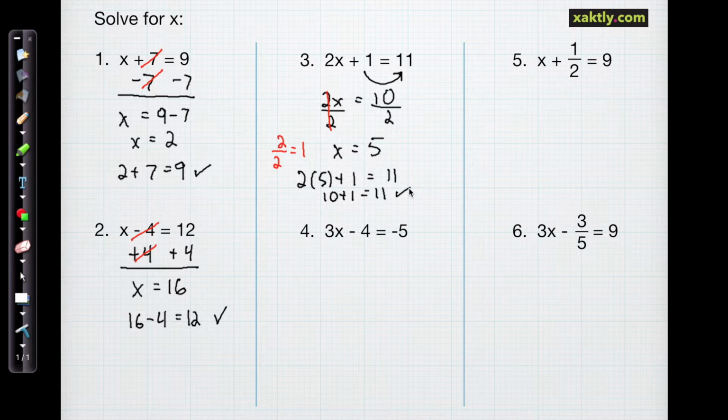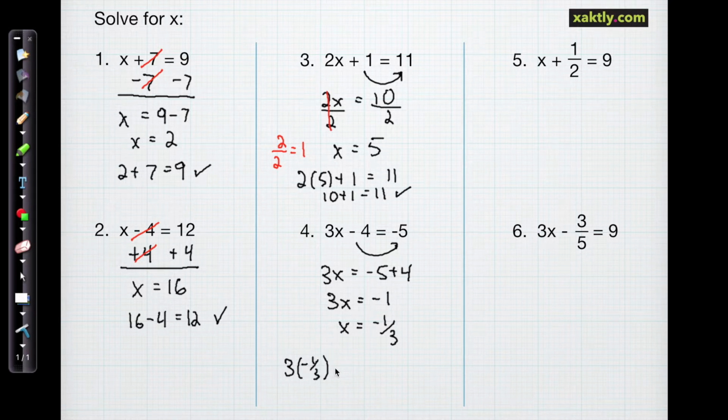We'll do the same thing on number 4. First, we'll get rid of that dangling 4 by adding it to both sides. So adding 4 to negative 4 gives us 0. And adding 4 to negative 5 gives us negative 1. Okay, so 3x is equal to negative 1. And now we need to get rid of that 3, so we do that by division on both sides. And we have x is equal to minus 1/3.